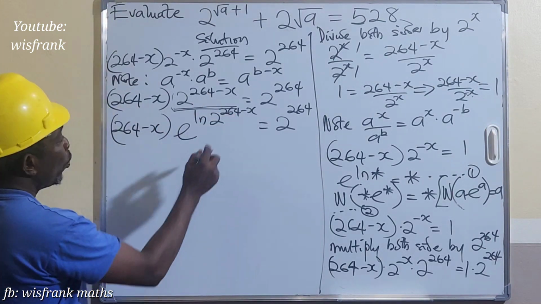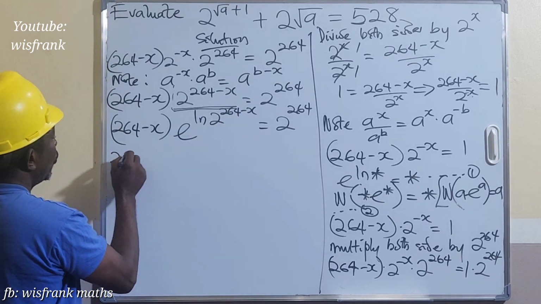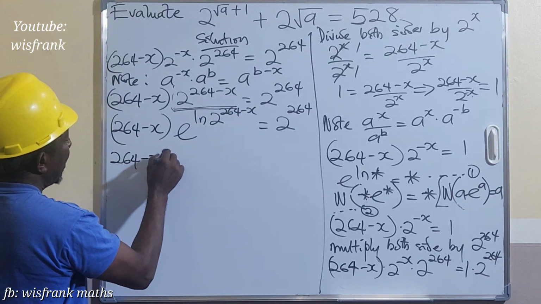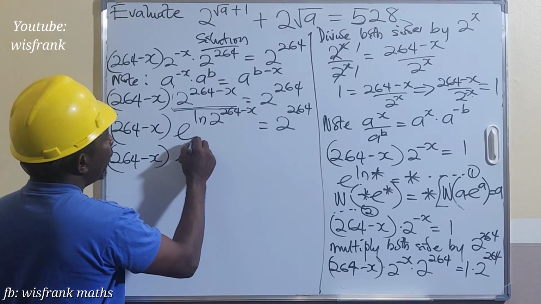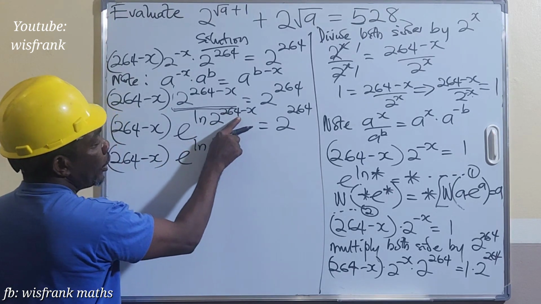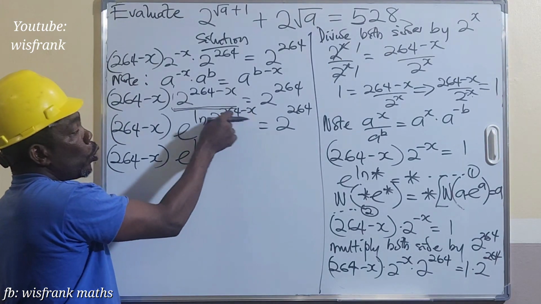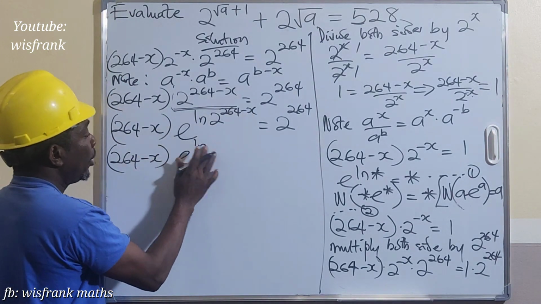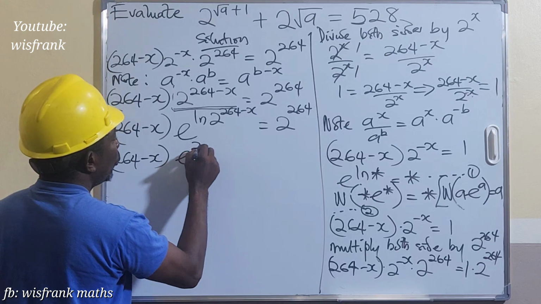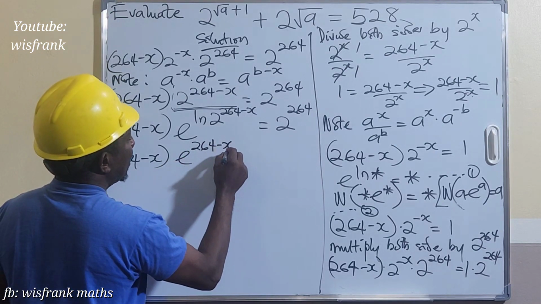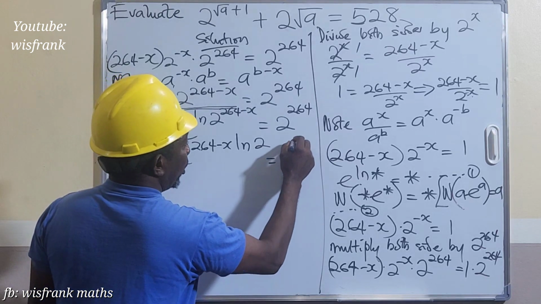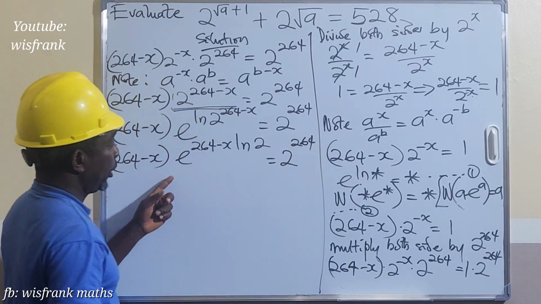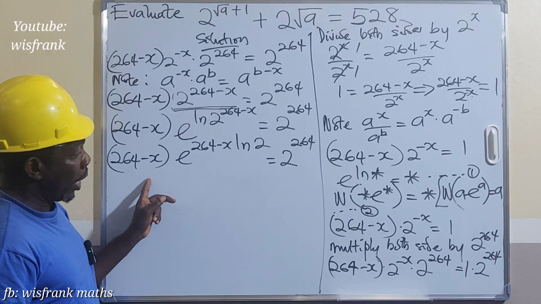So we have this. We can further simplify this as 264 minus x into e to the power of ln of 2. In this case, this power will come to the front of ln. So it will become 264 minus x times ln of 2 equals 2 to the power of 264. So this is what we have, and we are getting closer.